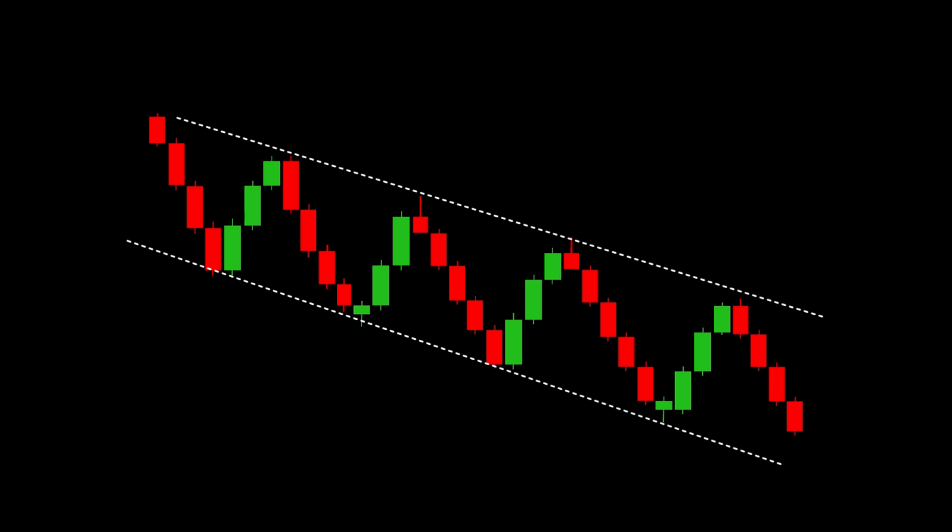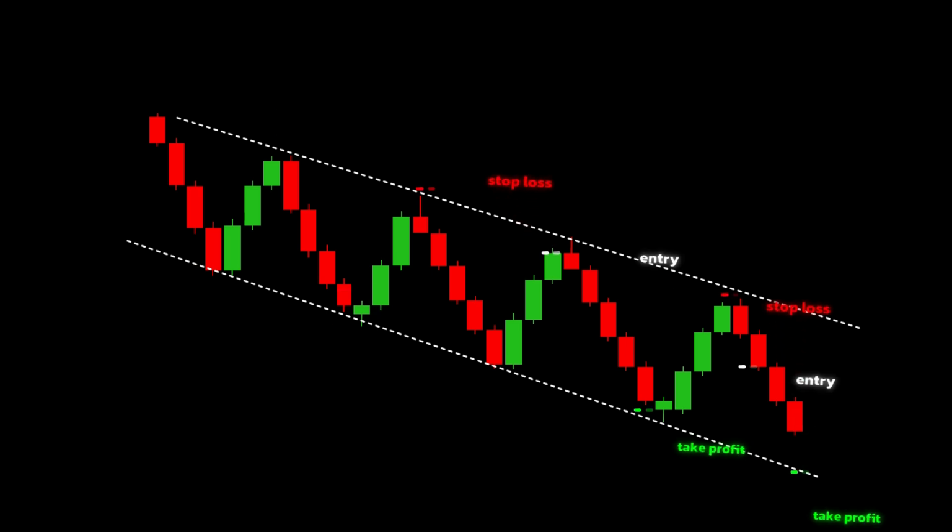A descending channel is exactly the opposite of an ascending channel. Here, price moves step by step to the downside. To draw the descending channel, follow these 3 steps. First, find 2 lower highs on the chart. Second, connect those highs to form the upper trend line. Third, draw a parallel line from one of the lows to create the lower boundary of the channel.